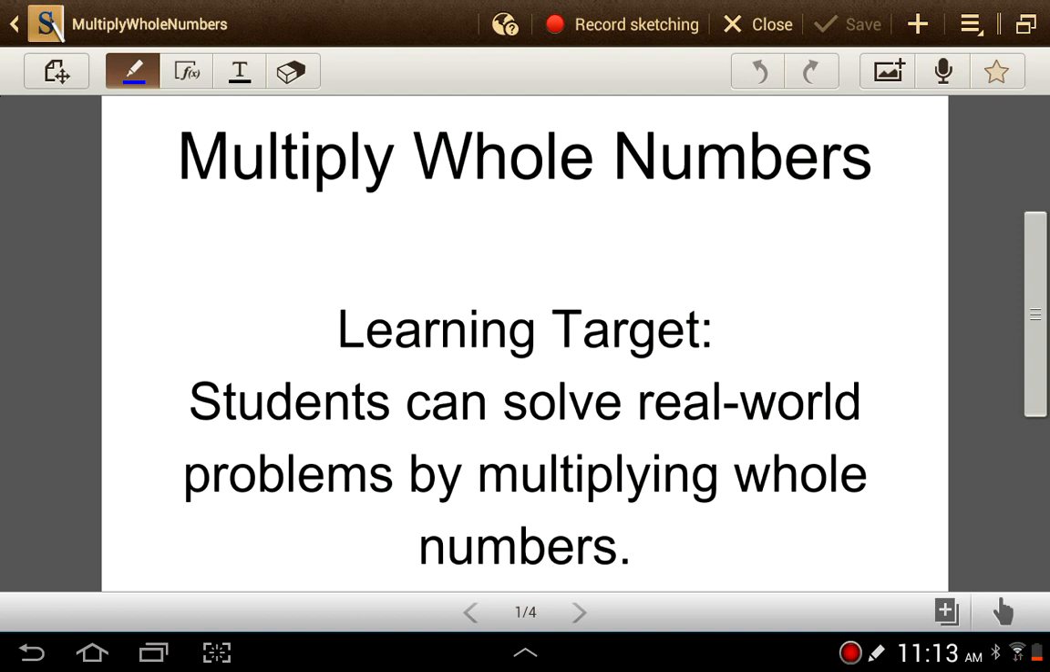Alright, so make sure you write down your title at the top of your piece of paper, and then make sure that you write your learning target down on the first line. If you need to pause, go ahead. Otherwise, I will be moving on.